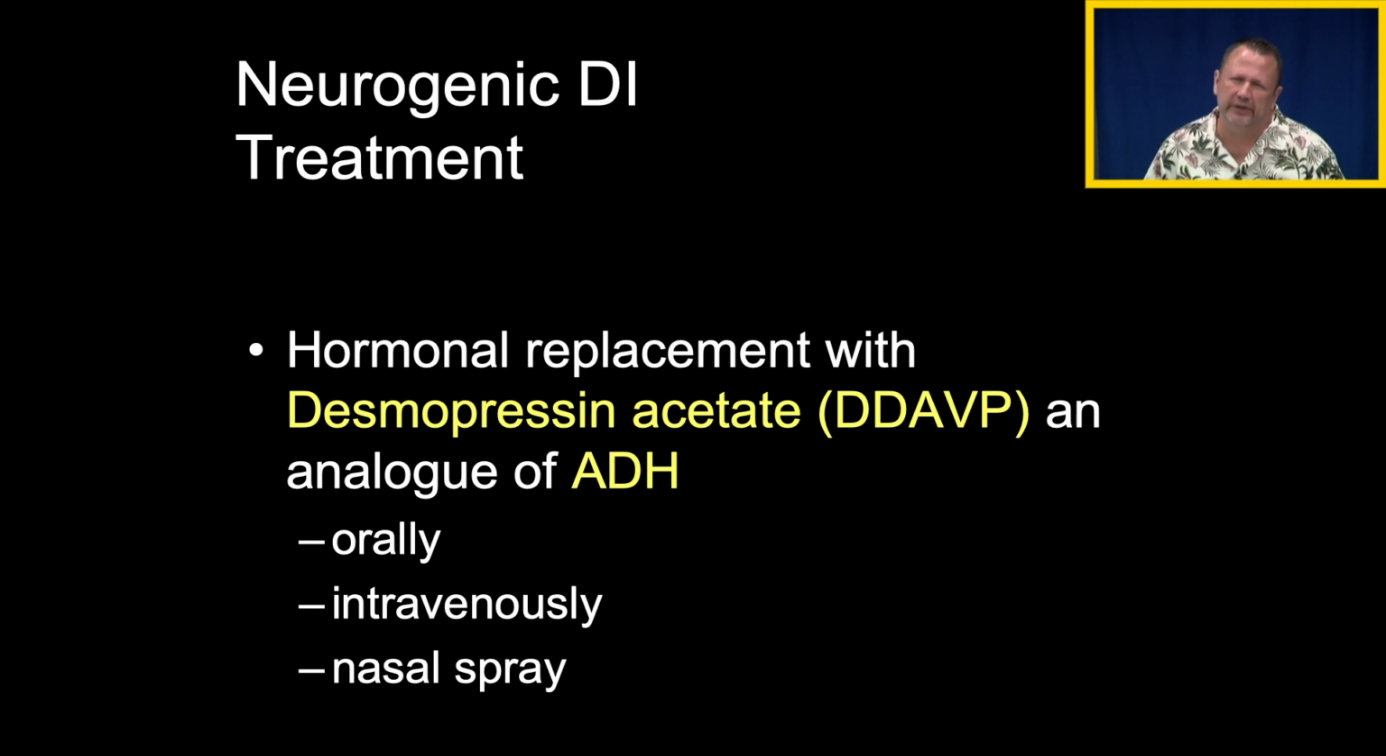The most common reason that you're going to see DDAVP used is in the treatment of a blood clotting disorder. And so I want you to keep that in mind, that even though we use DDAVP in the treatment of neurogenic DI, the most common reason that we use DDAVP is the treatment of people with a certain kind of bleeding disorder.